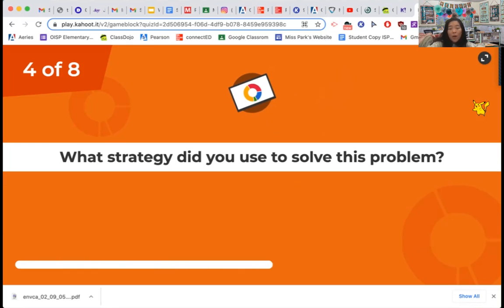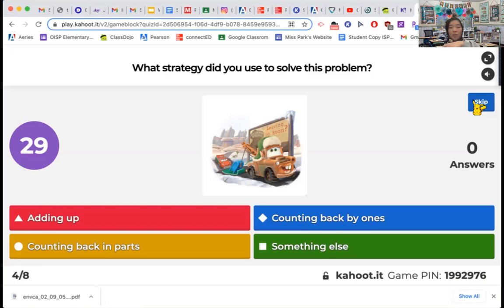Question number 4. What strategy did you use to solve this problem? Did you add up? Did you count back by ones? Did you count back in parts, or did you do something else? Maybe some of you did, well, I know 23 minus 3 equals 20, and I have to take 1 more to make that 4. So 20 minus 1 equals 19. So just pick any of them. It doesn't matter. You'll get it right no matter what.